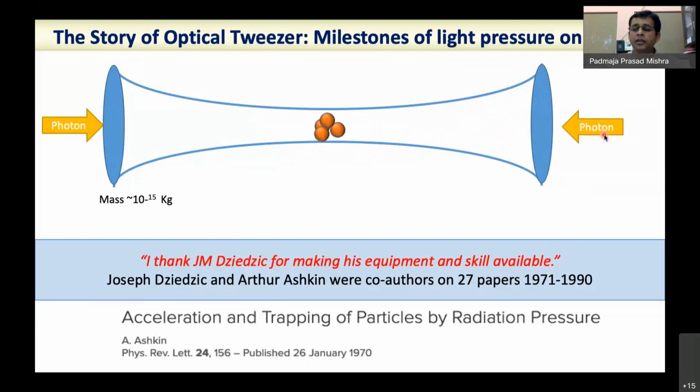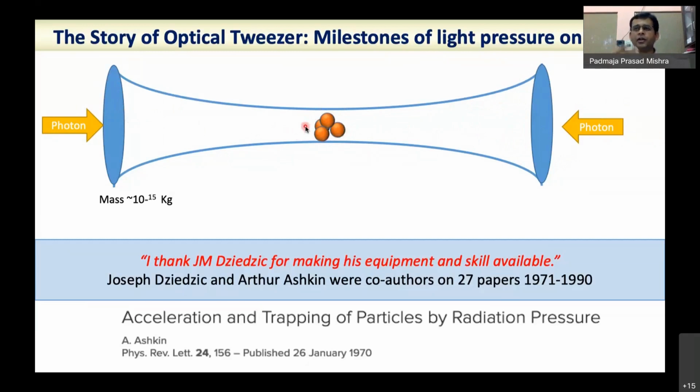So once another laser beam is put, now there are two laser beams, one from this side and one from this side. What he saw was that the particles which had accumulated on this side traveled back and stayed at the place where the intensity is more. The intensity is more here because the laser beam is more expanded here and it's more tightly focused here.